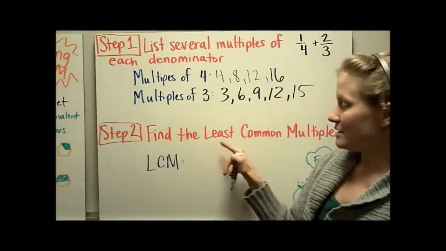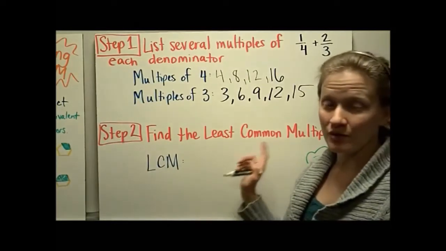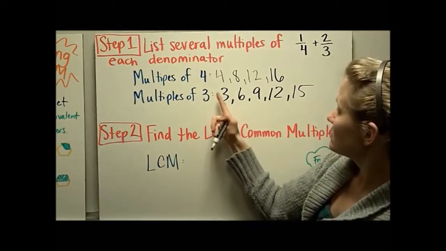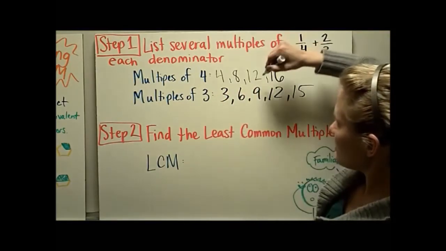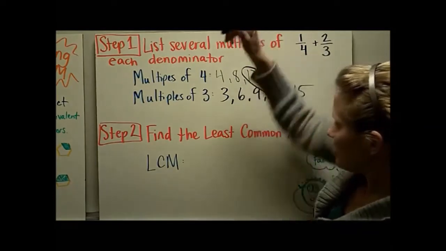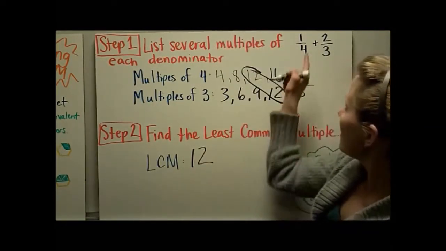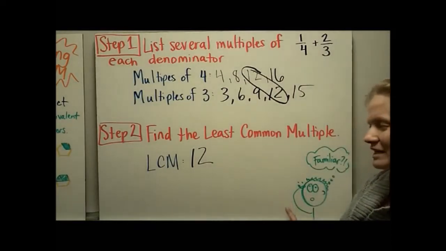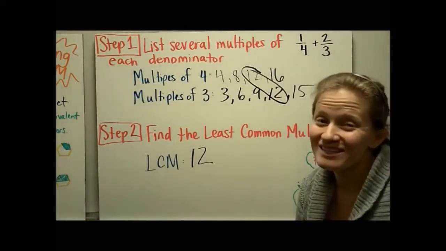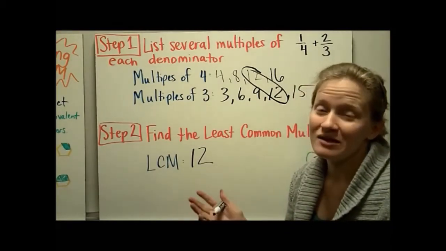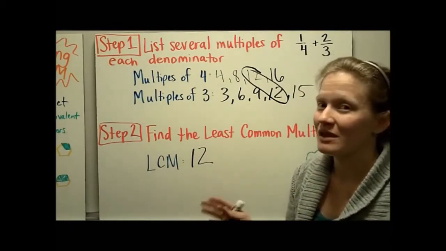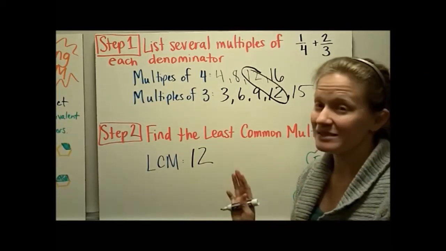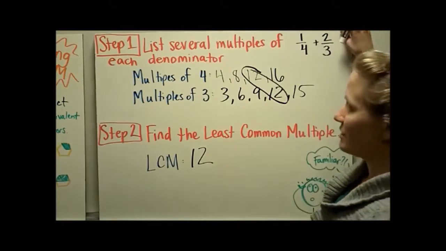Step 2 is to find the least common multiple, or the smallest number that they both have in their list. So I'm going to start down here and look for anything that's the same. Oh, there it is. 12 is the least common multiple of 4 and 3. And I hope that you're already thinking that these steps sound a little bit familiar. We did this exact same thing as one of the methods to compare fractions when they were so close that we couldn't tell the difference. So these steps are really the same in order to make the denominators match.